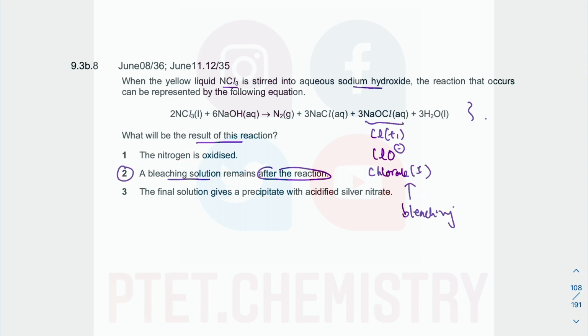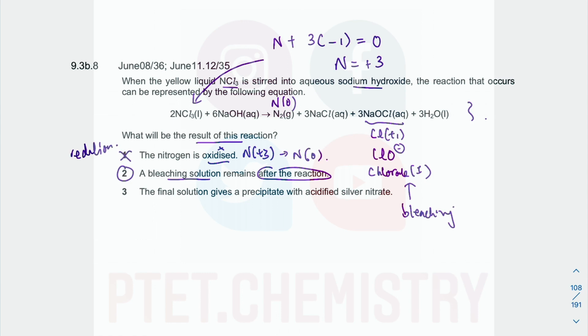The nitrogen is oxidized, so let's have a look at NCl3. So it's N plus 3 times electronegative chlorine. Overall, the molecule has no charge, so the nitrogen there is plus 3. This is nitrogen molecule, so it's N0. There's no other nitrogen. So you go from plus 3 to 0, that is not oxidation. You go from plus 3 to nitrogen 0, that is reduction. Okay, so number 2 is correct, number 1 is incorrect. You are really left with option C, alright?